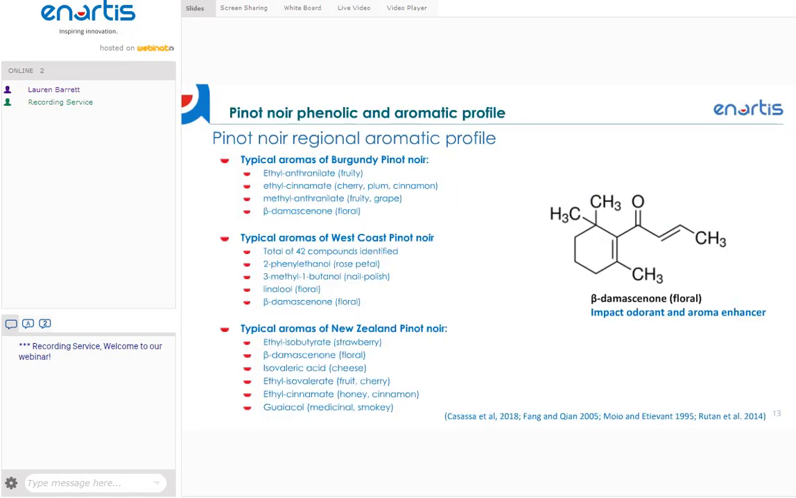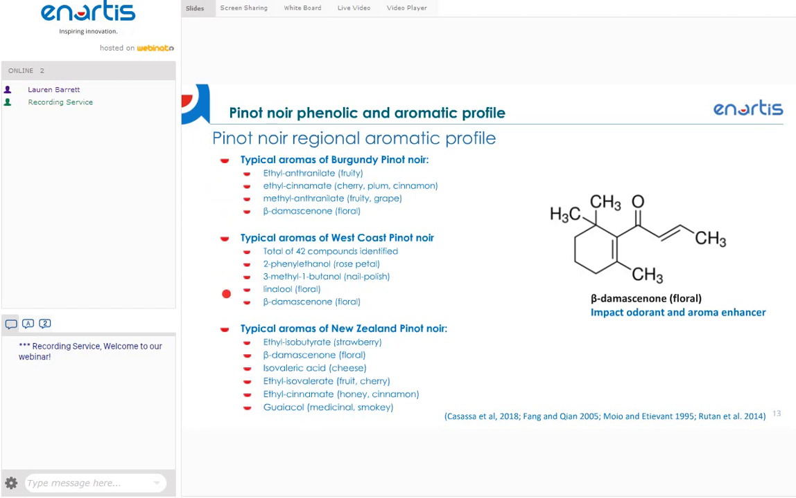Now I wanted to touch a little bit on Pinot Noir and its regional differences and its aromatic profile between Burgundy, the West Coast, and New Zealand. We have some different compounds listed here, but more importantly, I wanted to point out that beta-damascenone is found in all three of these types of wines.